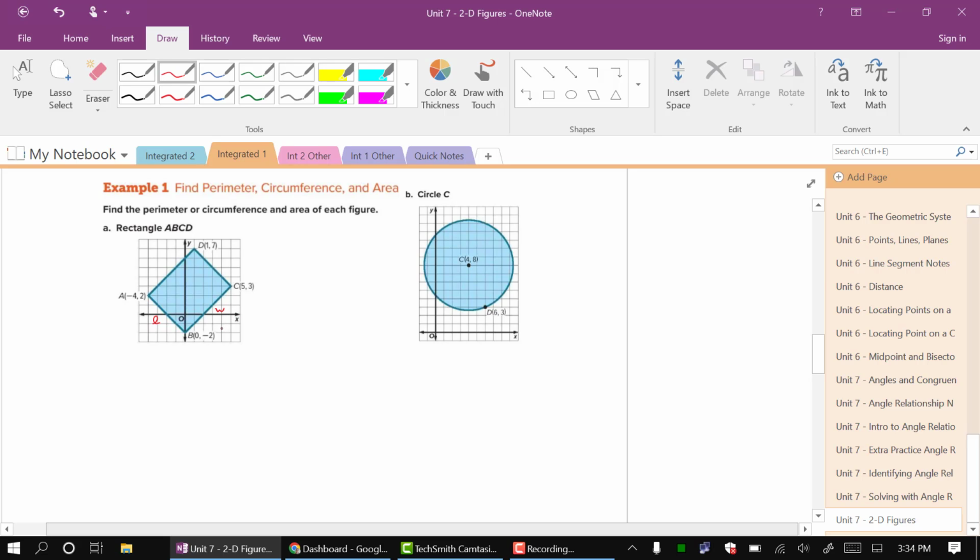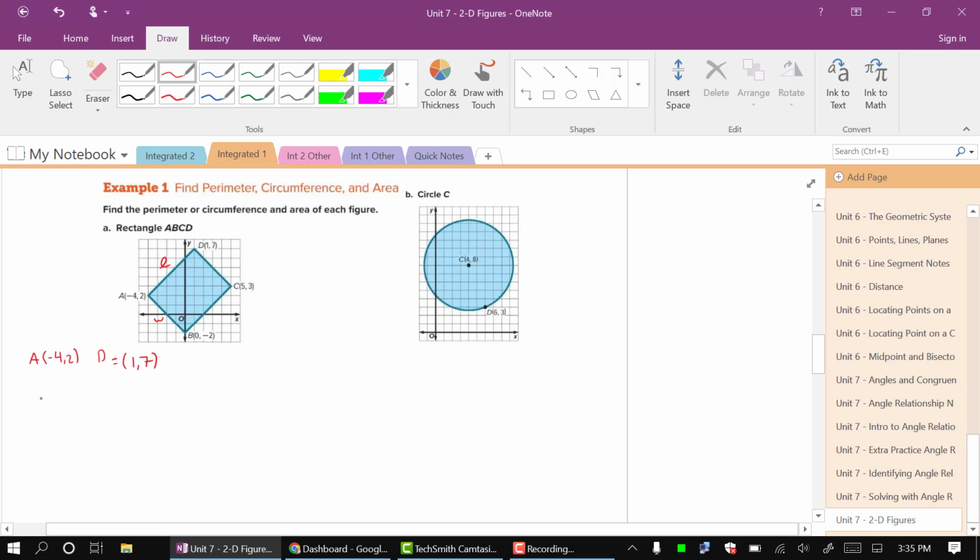So what I'm going to do is plug in my values that I have. So I have A. The points for A are -4 and 2. And then I have D. Oh, sorry, I'm going to flip these. So this is going to be my length. And then this is going to be my width. D, so this is going to be 1, 7.